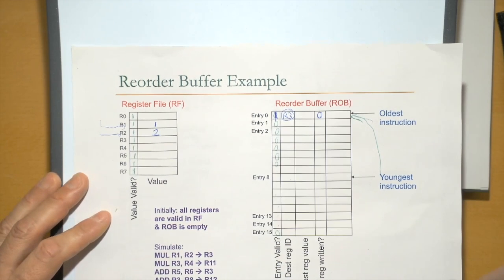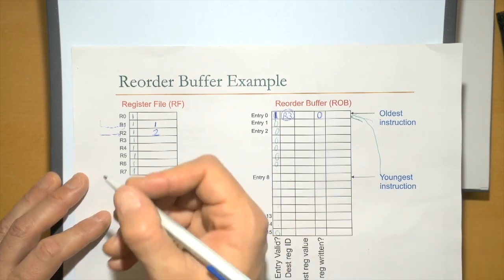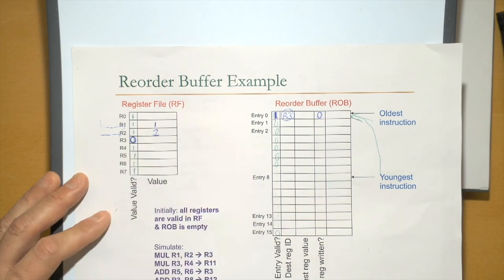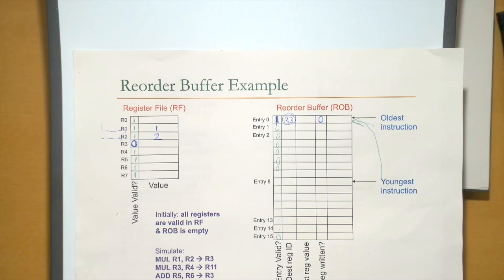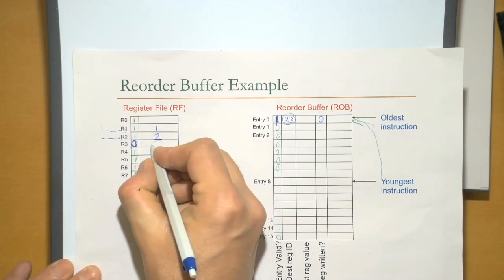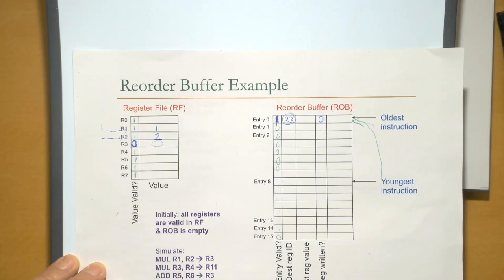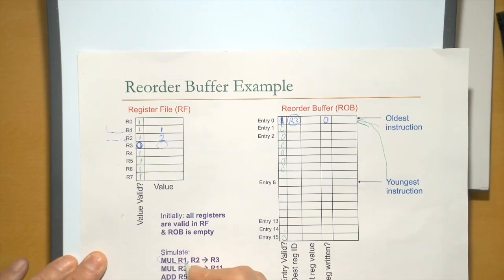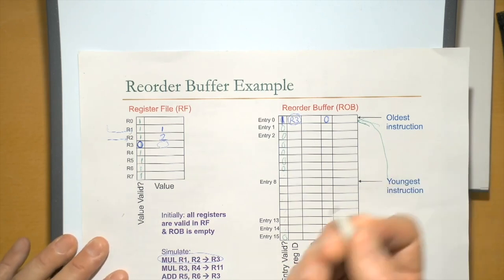Something else needs to happen. Multiply needs to tell everyone that R3 is not valid anymore, so that later dependent instructions are not going to get whatever garbage value is there, because multiply is going to produce that value. So at this point, we've decoded multiply. That sounds good. Okay, so now let's decode the next instruction.